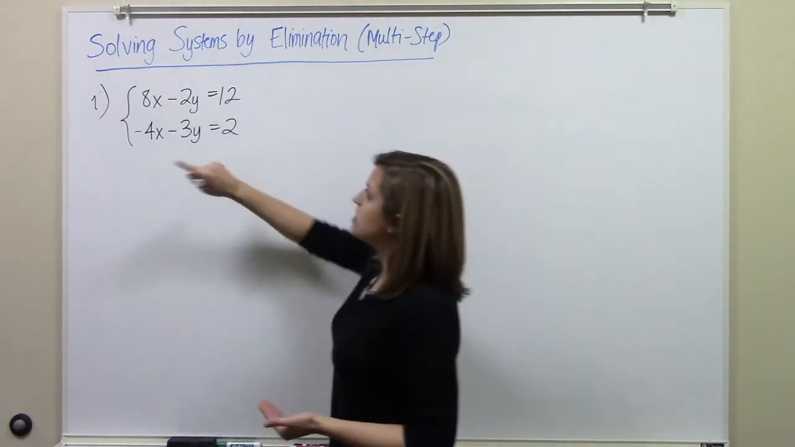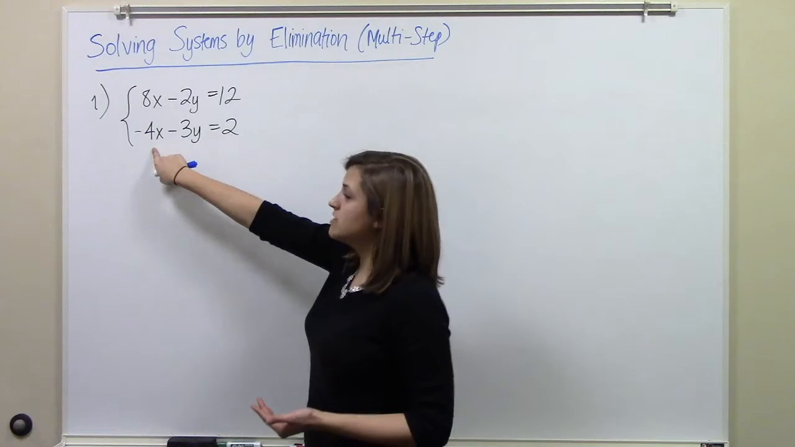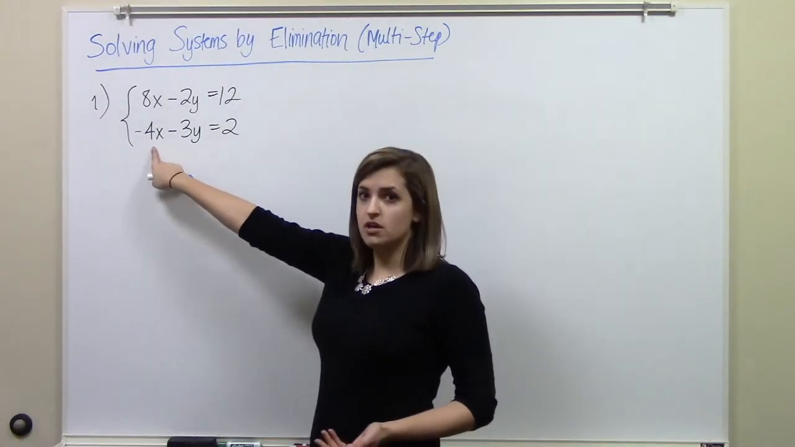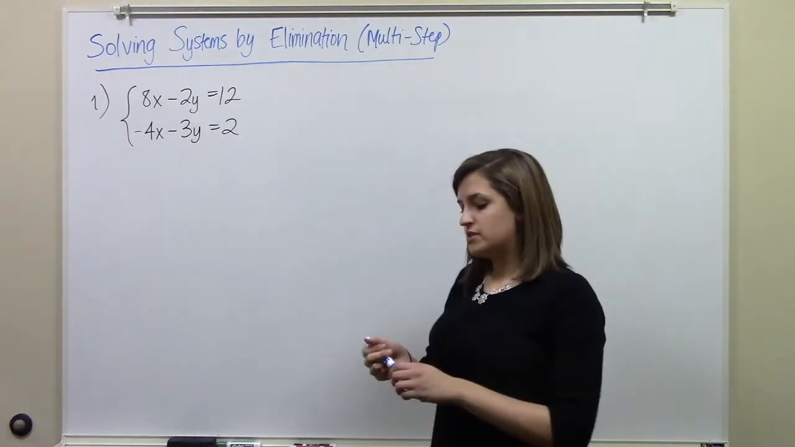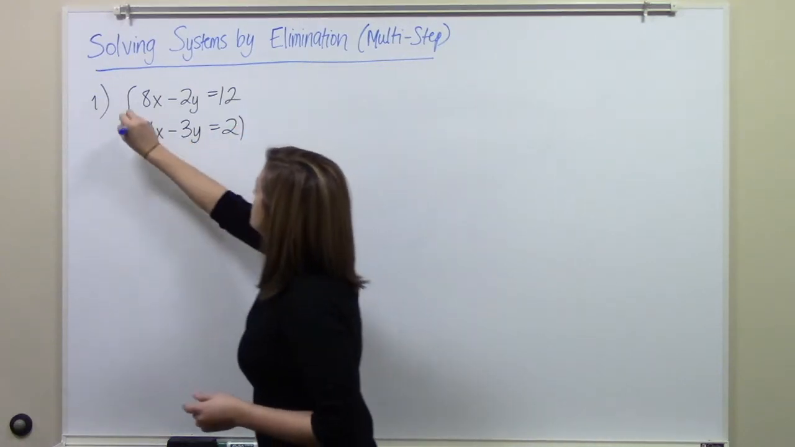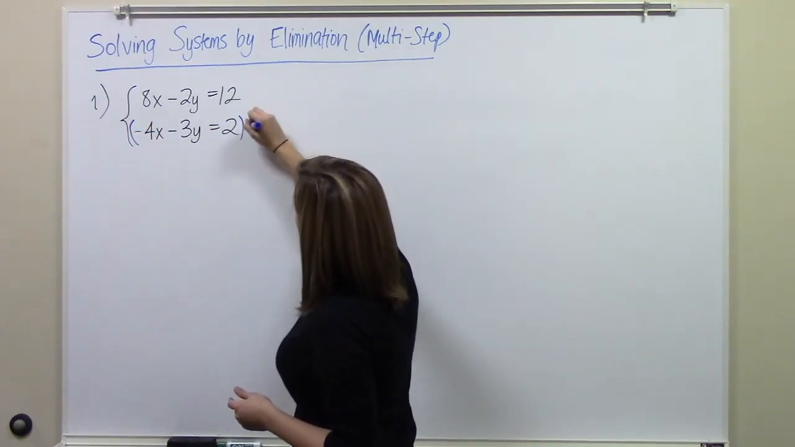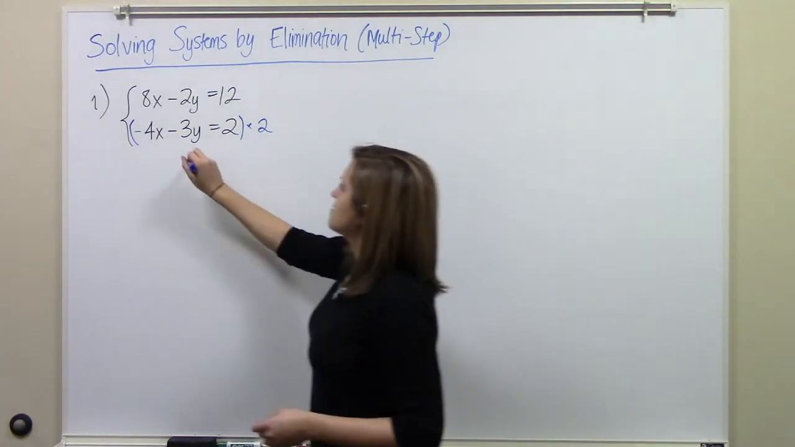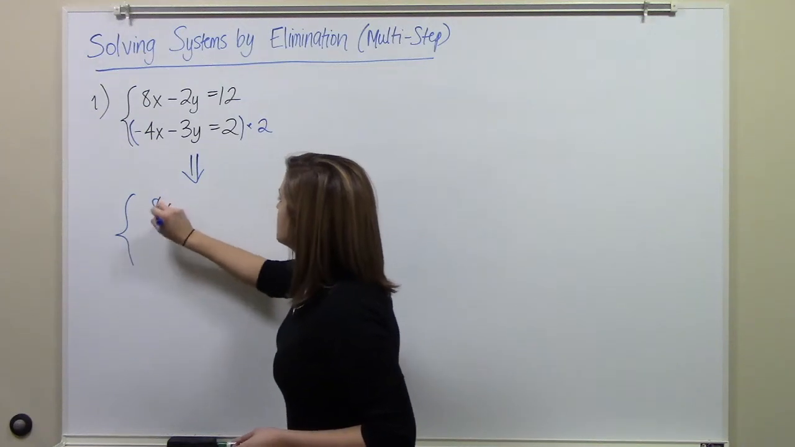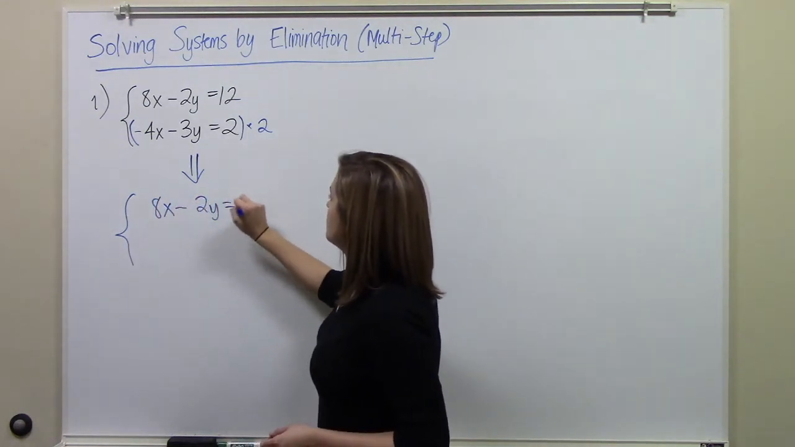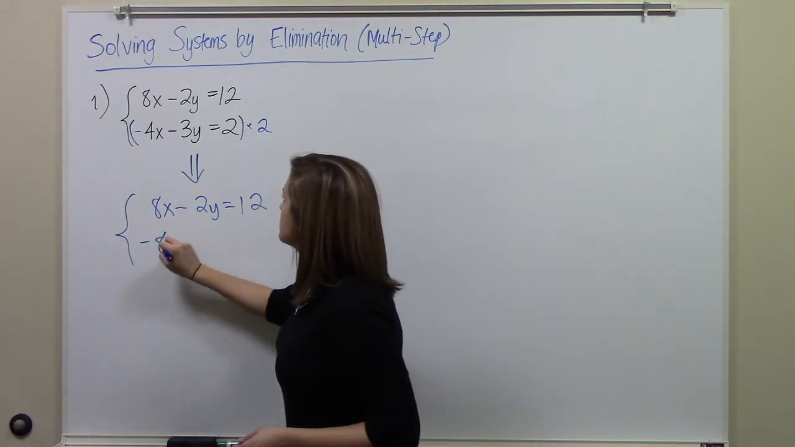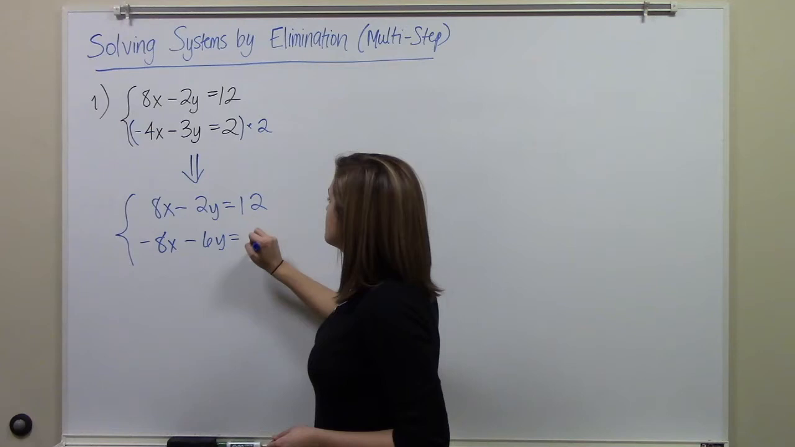When I look at this, I notice that 4 is half of 8. So when I multiply negative 4 times 2, I get something that cancels with 8. So let's do that. Let's multiply, and we're going to multiply this entire equation by 2. And what I'll get, I'll rewrite down here. I'll have my system, and my first equation is 8x minus 2y equals 12. And my new multiplied by 2 equation is negative 8x minus 6y equals 4.